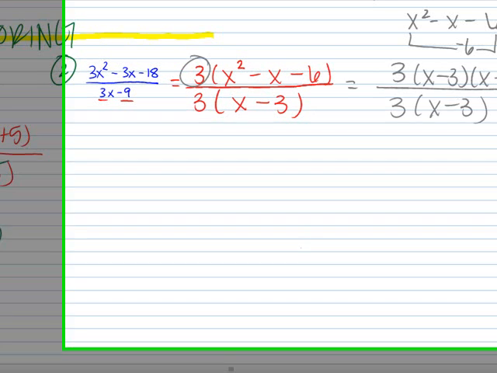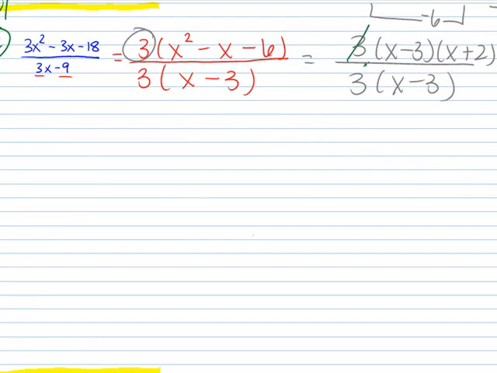And then we see some really great canceling occurring. The 3's occur in both the numerator and the denominator, so they may cancel. And the x minus 3's similarly may cancel. So we are left with just an x plus 2, as nothing is remaining in the denominator.